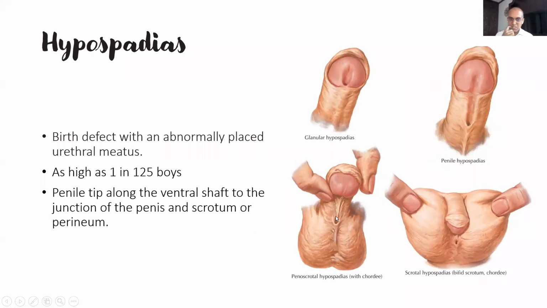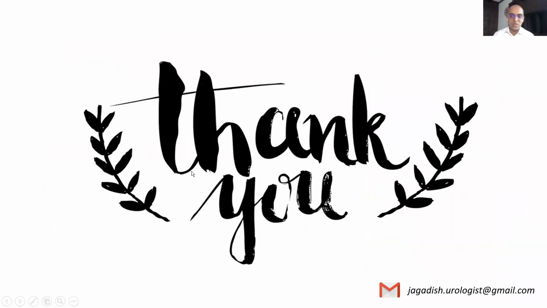With relation to the external meatus, hypospadias is a very common congenital urological abnormality where the urethral opening is present on the ventral surface of the penis. It can be present as glandular hypospadias, penile hypospadias, penoscrotal hypospadias, or scrotal hypospadias. With this, we end the applied anatomy lecture of the renal system.